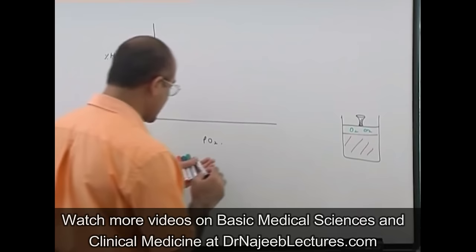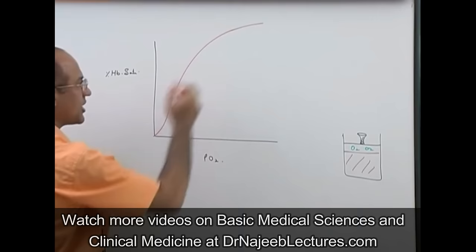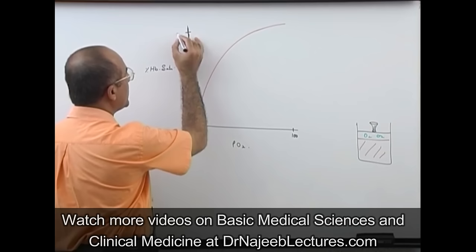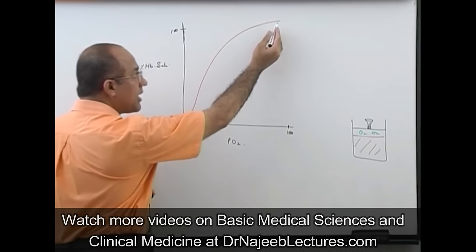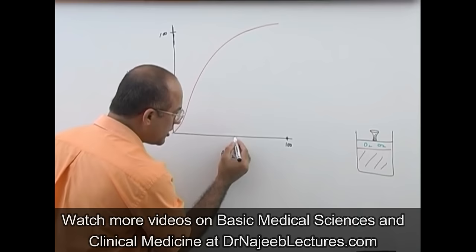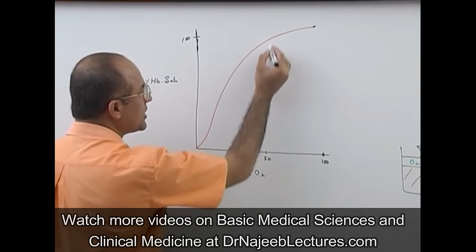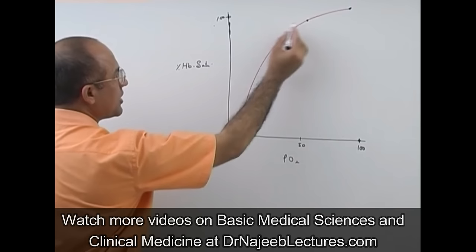As I told you previously, this is a sigmoid curve. It is not a straight linear curve. What does it mean? At a pressure of 100, the saturation is approximately 100. But when you keep decreasing the pressure, saturation keeps decreasing. In the early part, though, we are decreasing the pressure but saturation decreases very little. For example, when you decrease the pressure from 100 to 50, originally saturation was 100 at the pressure of 100, and at the pressure of 50, saturation is still 85%.